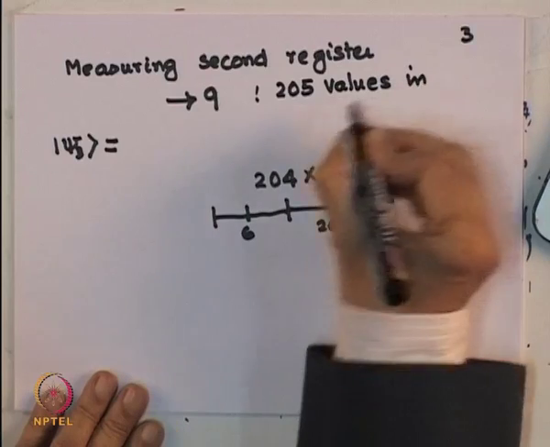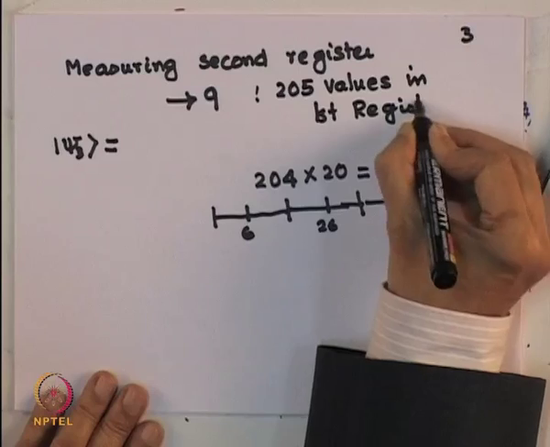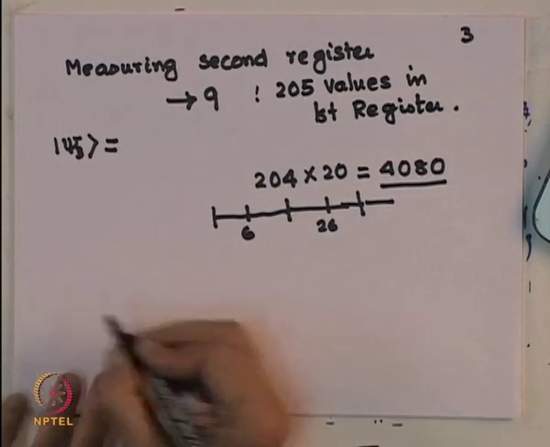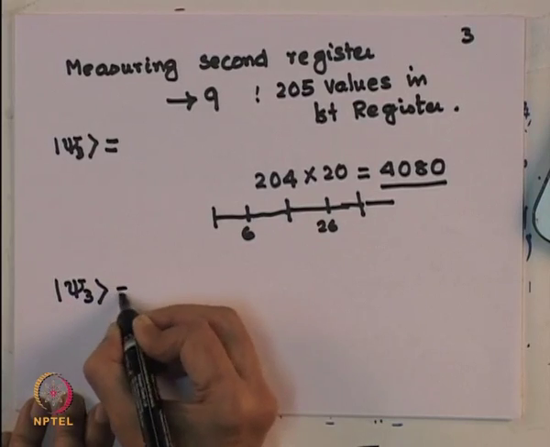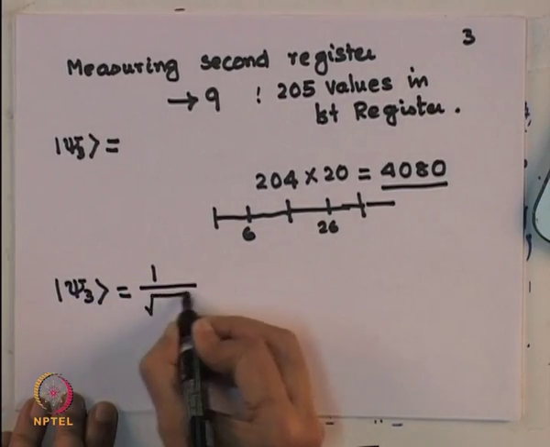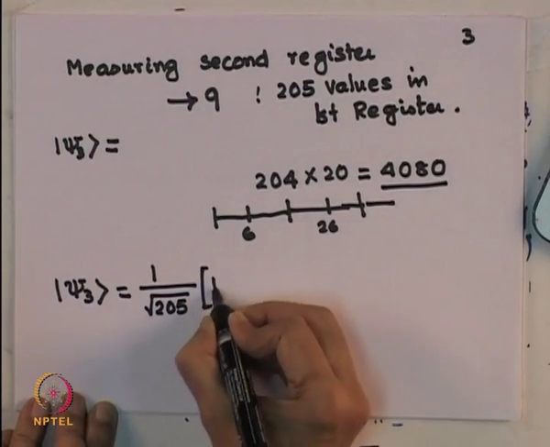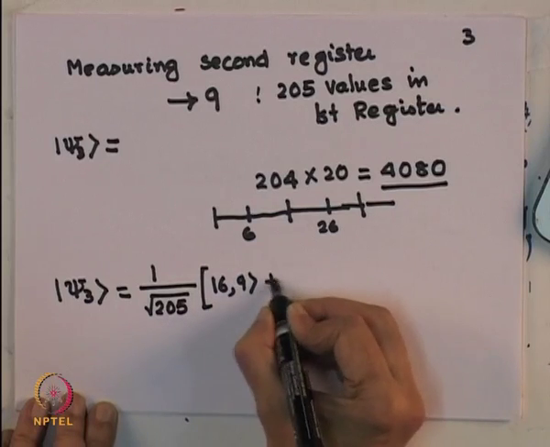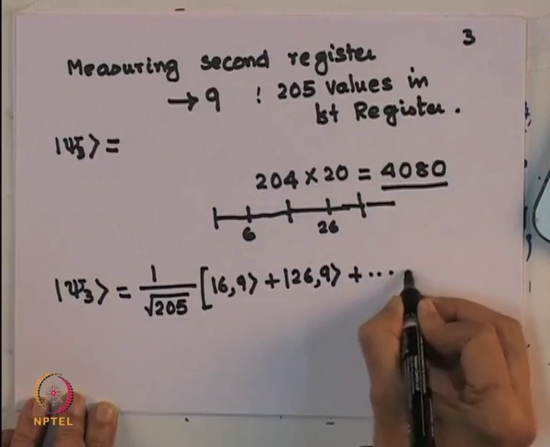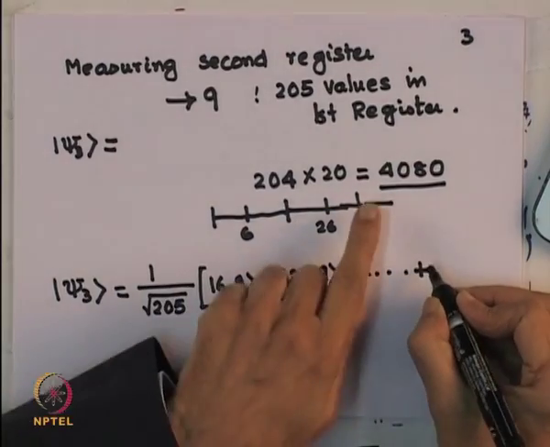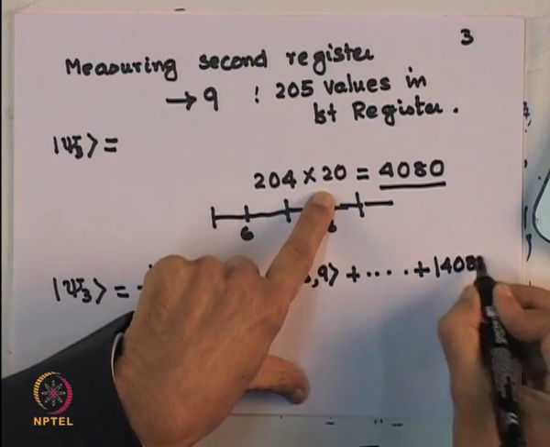in the first register corresponding to the second register having a value 9. And once I have normalized that state, I will have psi 3 equal to 1 over square root of 205, times 6, 9, 26, 9, etc. And you can check, it should be equal to 4080 was the end of a period. So therefore, the last one would be 4086, 9.